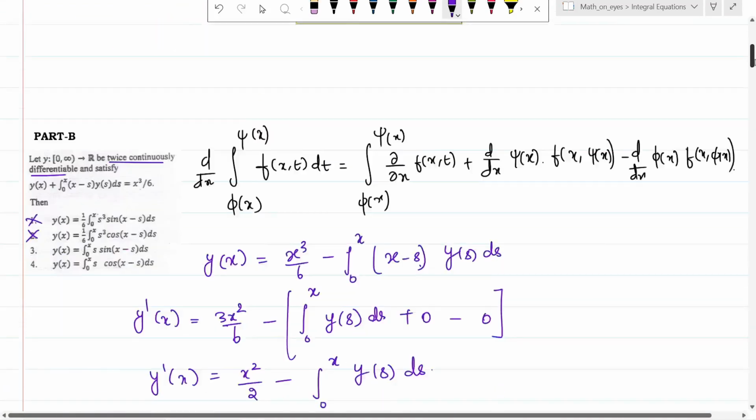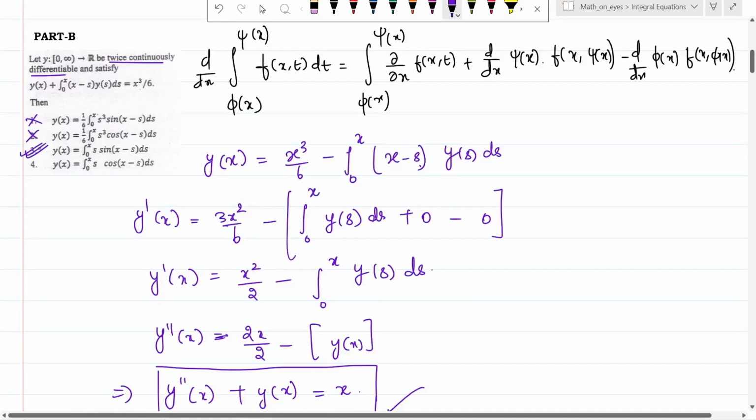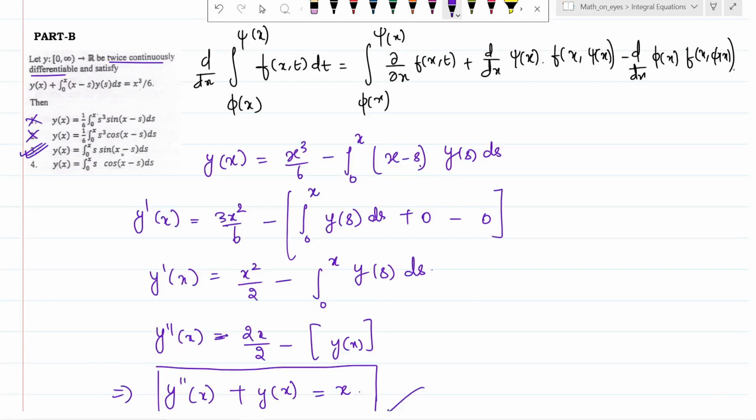So we get the third option is true. As it is part B, only one answer is true. You can also verify the fourth option. This will be wrong for sure.